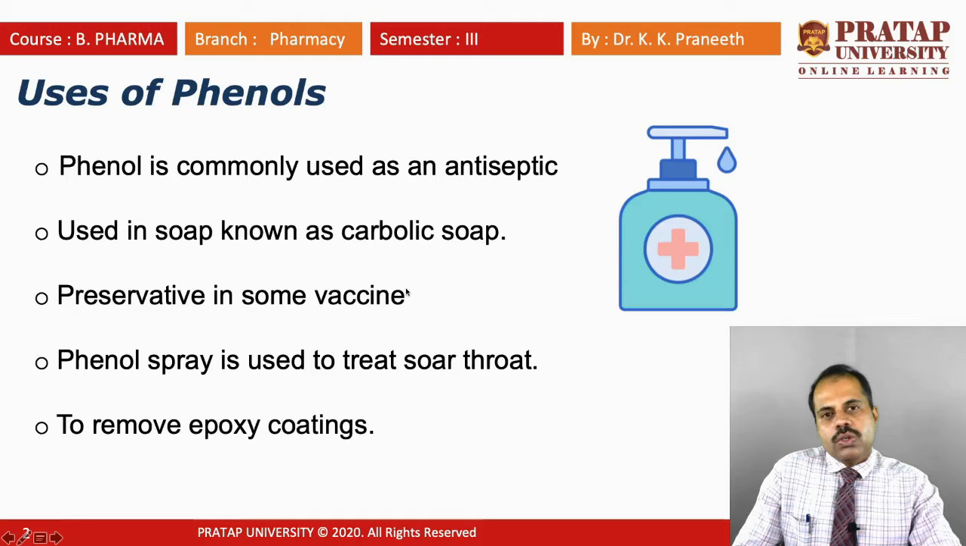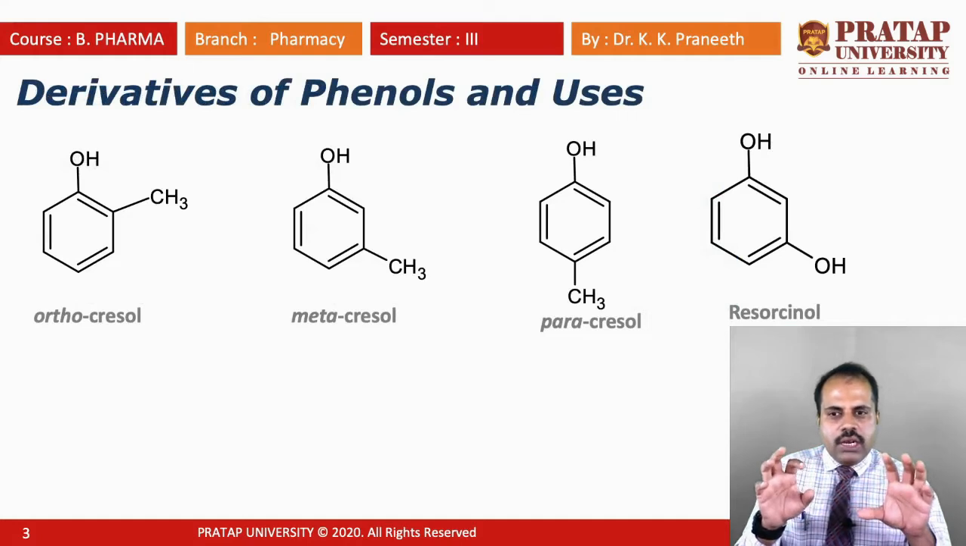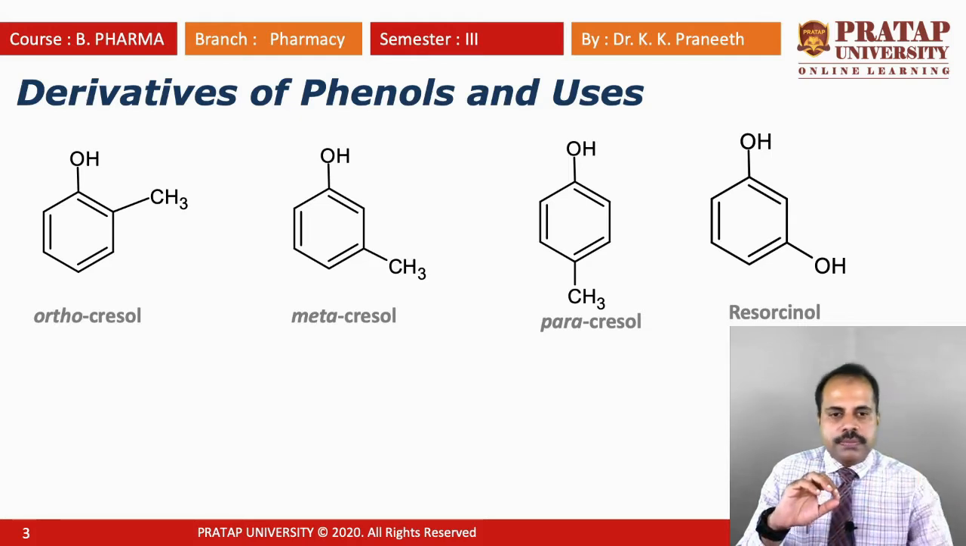So now let's move on to see the derivatives of phenols. Here I have listed some of the very important derivatives of phenol, and we will also see their uses. In this series of chemical compounds, you can see I have given orthocresol. Orthocresol is a derivative of phenol. It has a CH3 group at the ortho position.